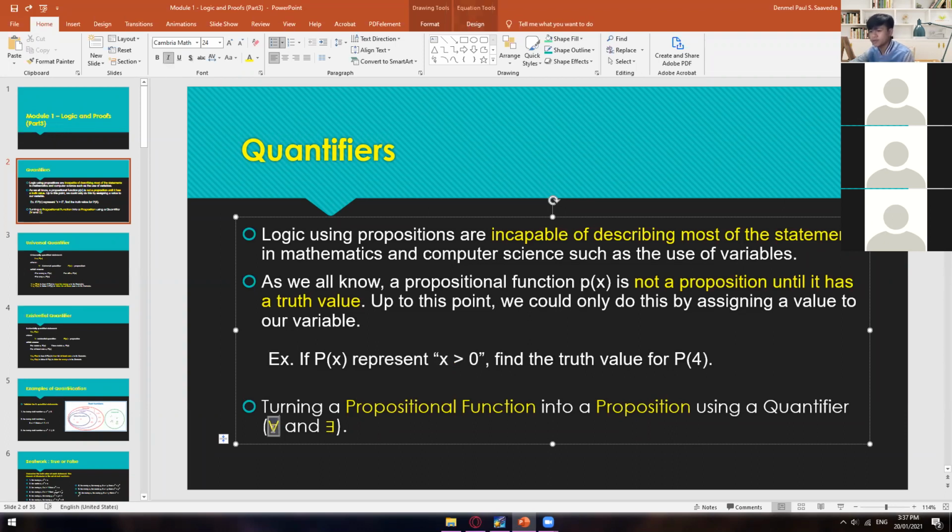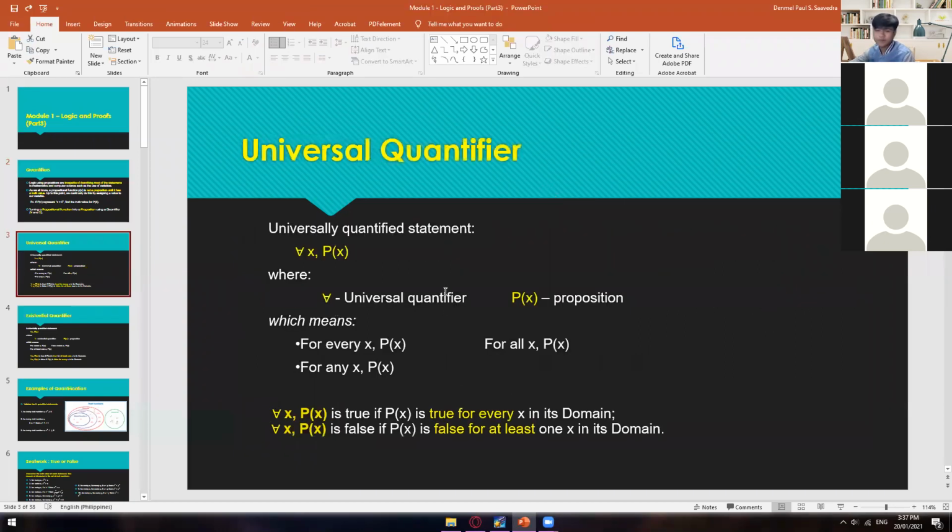So we have 2 ways of turning a propositional function into a proposition: universal and existential. This is the symbol for universal, an inverted A, and this is the symbol for existential, which is a flipped letter E. Let's start with universal. From the word itself, universal, it is talking about everything, or all. So this is a universally quantified statement.